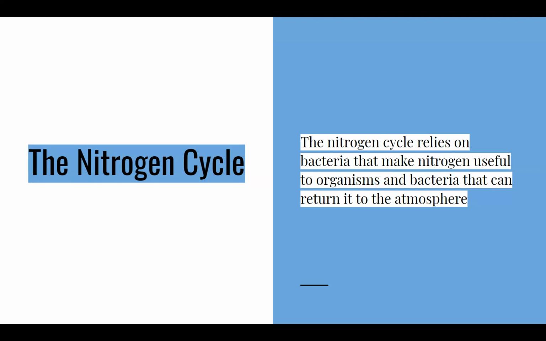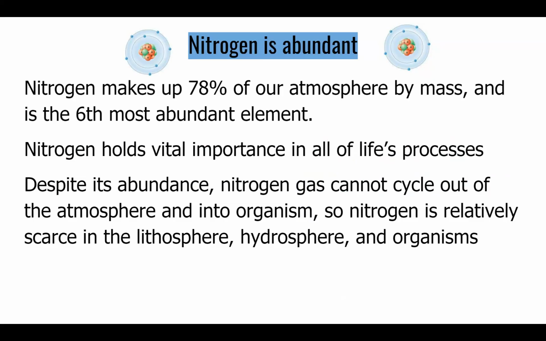So, nitrogen is super abundant. Nitrogen makes up 78% of our atmosphere by mass. So 78% of the mass of the atmosphere is nitrogen. It is the sixth most abundant element on Earth. Nitrogen is everywhere. It holds a very vital importance in all of life's processes.